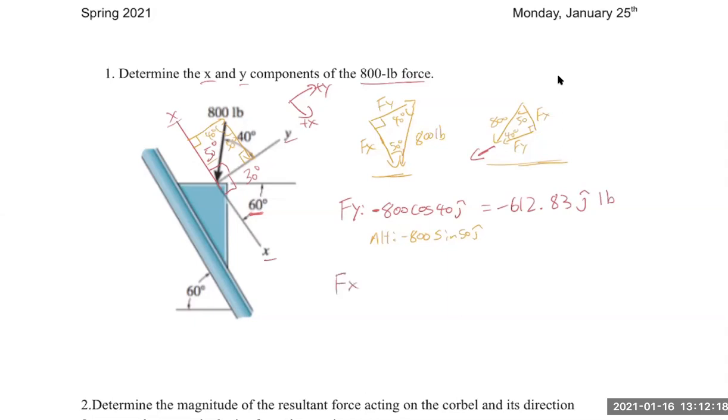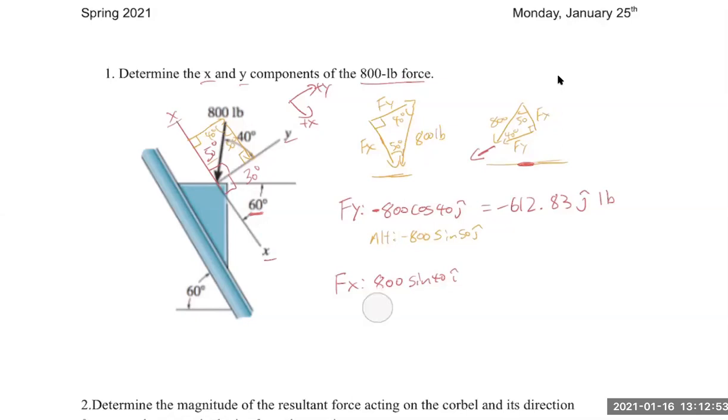Okay, so let's begin to find the Fx. For Fx, we know that it's going to be the same 800-pound force times this angle, so it's going to be sine of 40. i hat just means it's in the x direction. Let me explain this really quick. It's sine 40 because if we look at this triangle right here, Fx is opposite to this 40-degree angle, so it's sine.